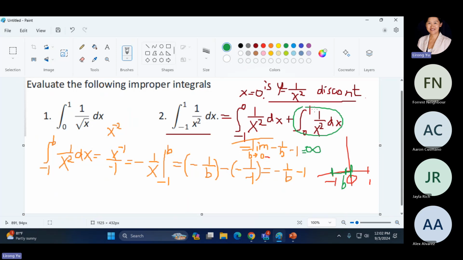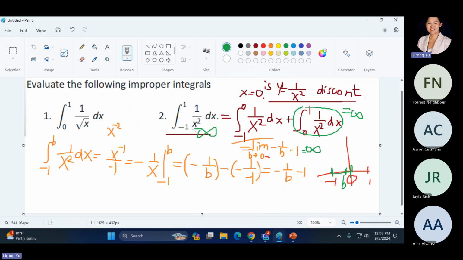For the same reason, that one also equals infinity. So the entire integration actually is infinity. I mean, infinity plus infinity is still infinity. So this is diverging. It does not approach any finite number. The whole area goes really, really large.